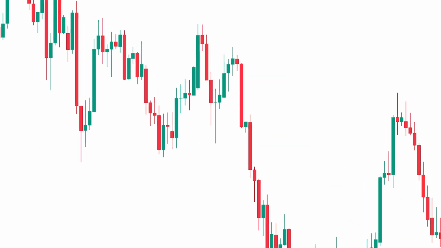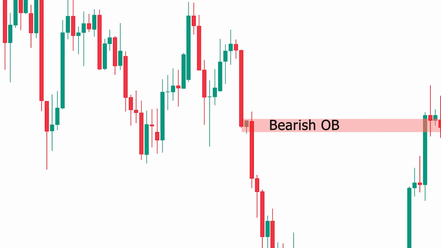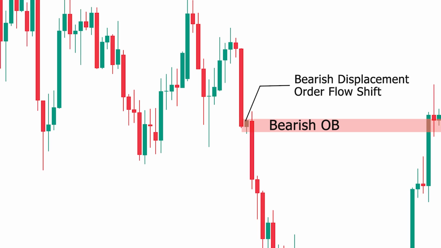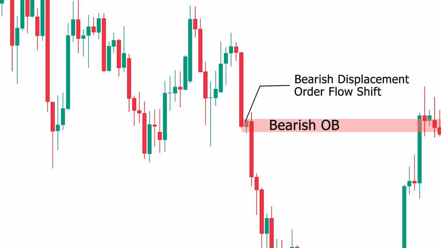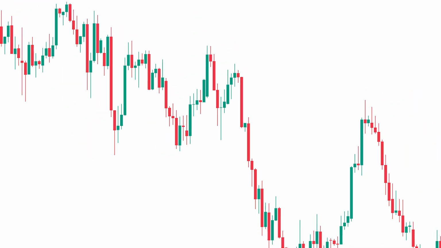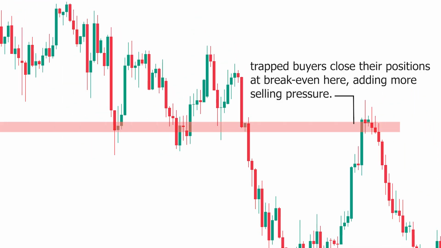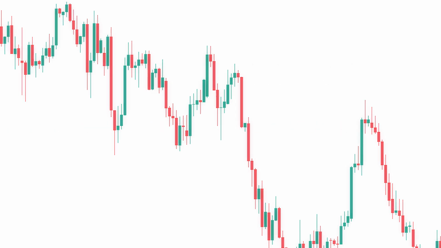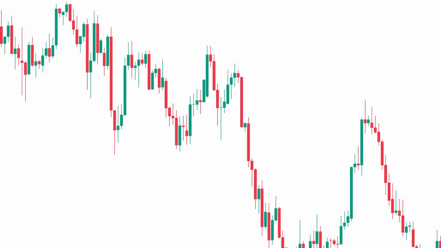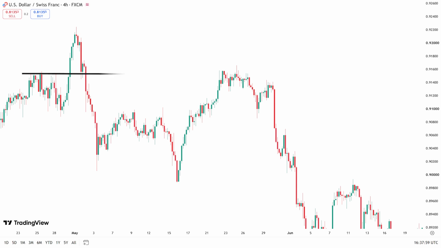A demand-to-supply or supply-to-demand flip is different. Instead of focusing on retail reaction levels, it focuses on where institutional order flow has shifted. These flips often reveal areas where large participants have been trapped, forced to exit positions, or return to mitigate unfilled orders. Another major advantage is the risk-to-reward potential. Rather than trading from a single horizontal line, you're trading from a well-defined institutional zone.